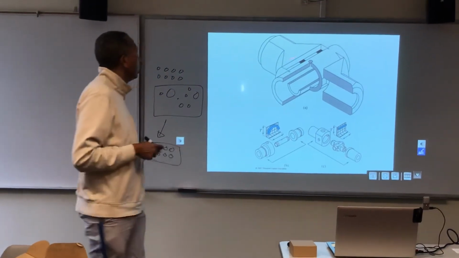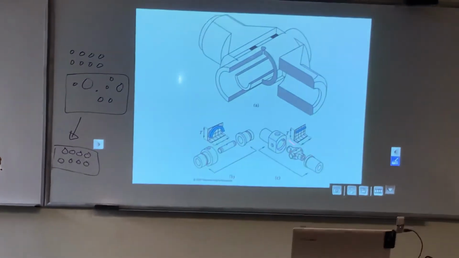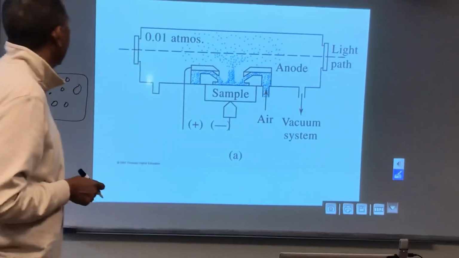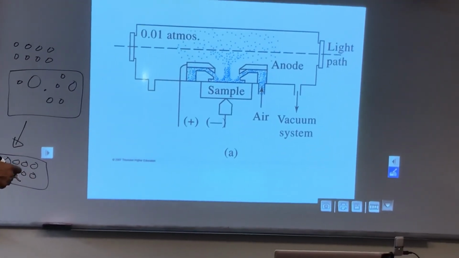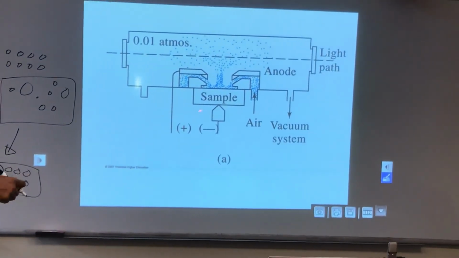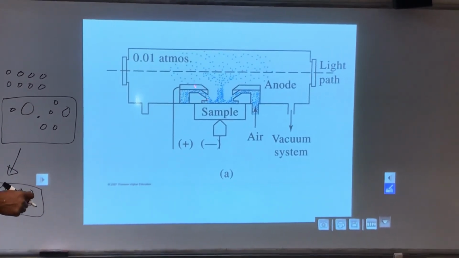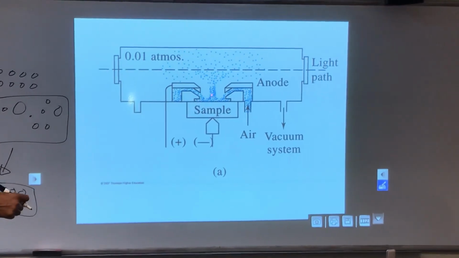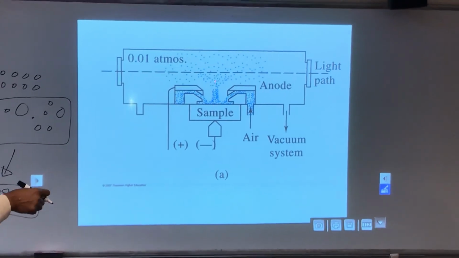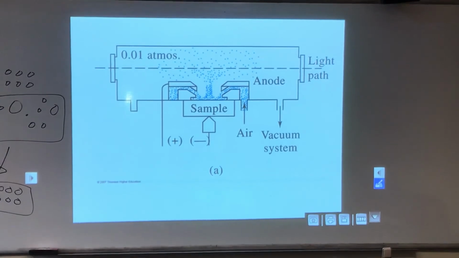This is used in electrothermal. You put the sample in here, and you apply a potential across it, with negative here and positive there, right across. Then the sample is instantly vaporized. We have some air coming in here, and the sample is up here, and we have the beam of light across there.